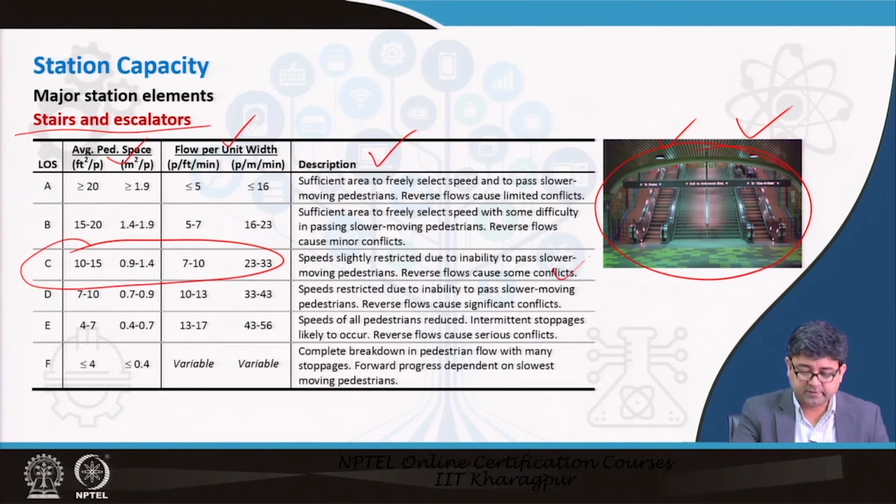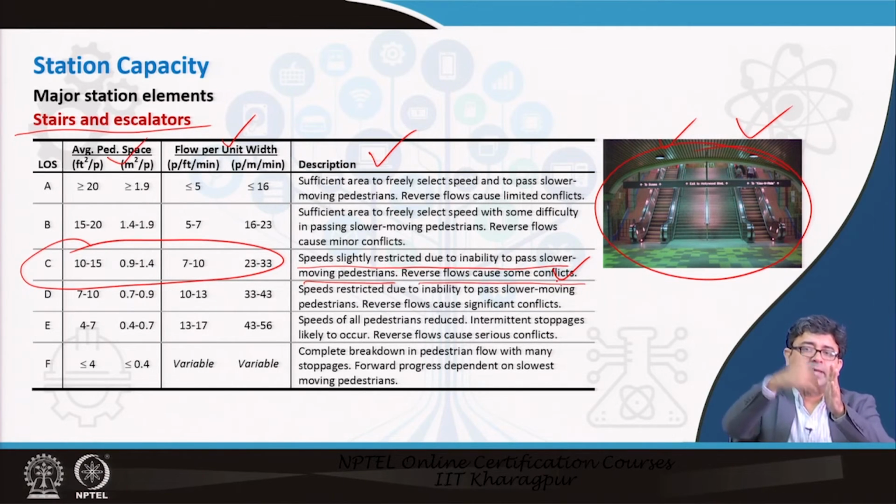Descriptions of each of those levels of service are given here. For example, level of service C means speed is slightly restricted due to the inability to pass slower moving pedestrians, and reverse flow causes some conflict. That is the realistic situation. People may be trying to go up, while the majority may be trying to exit the station. Maybe this is a destination station during a peak hour, so the majority of people will be exiting to go to their destination, but there will still be some people trying to access the station. So, there will be some reverse flow possible, and an inability to pass slower moving pedestrians.